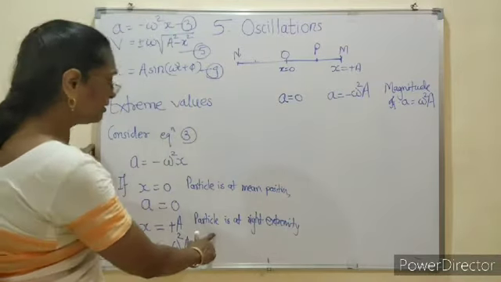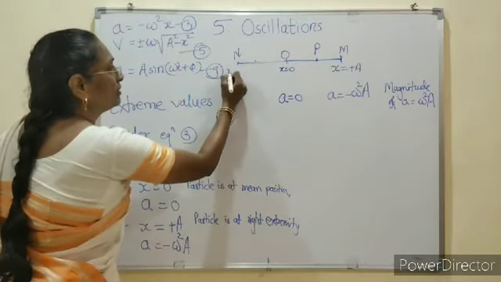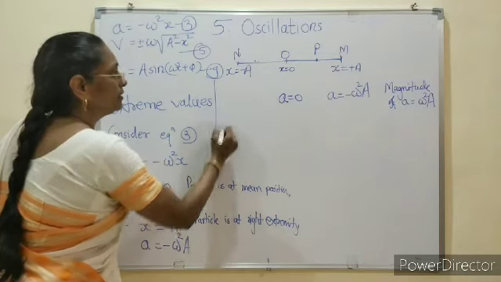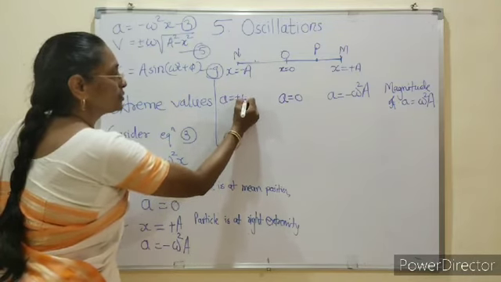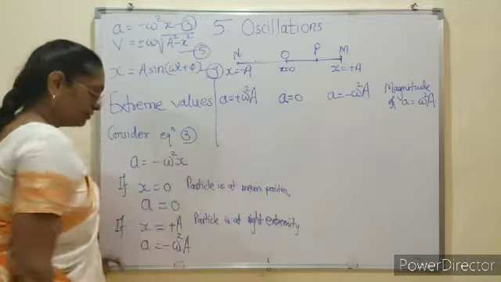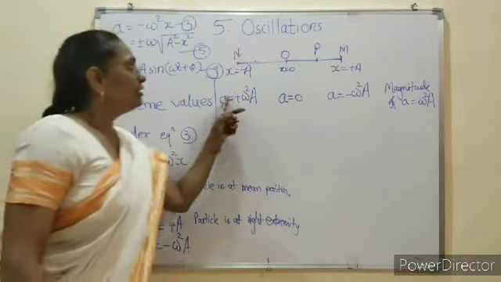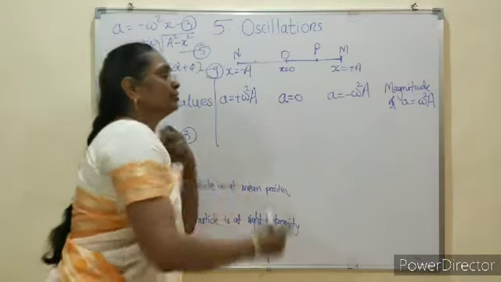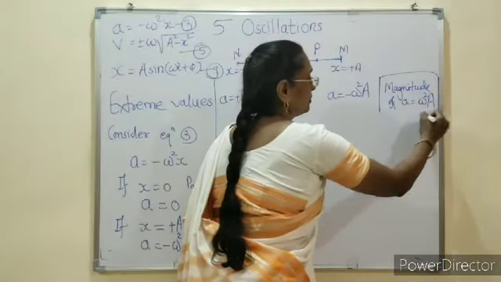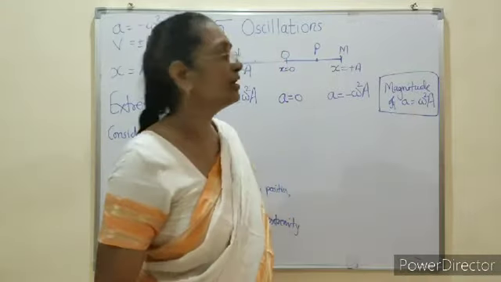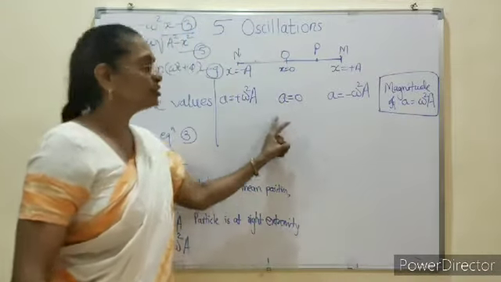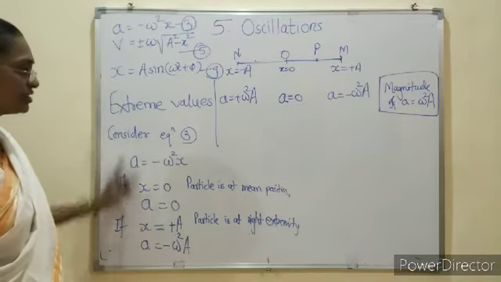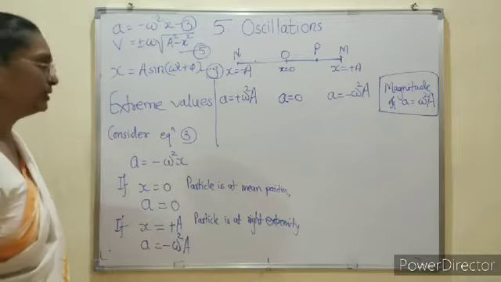Now, if the particle is at the left extremity, x is equal to minus A, then easily we write A is equal to plus omega square A. Without substitution we can directly write because it is simple. The magnitude in both cases is omega square A, but at the mean position it is exactly 0. So these are the extreme values of acceleration.